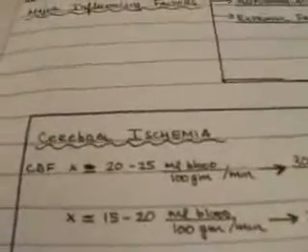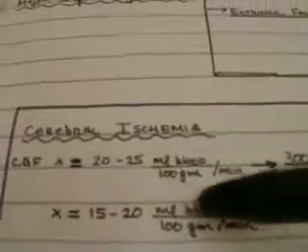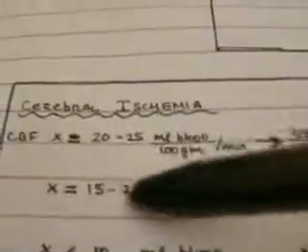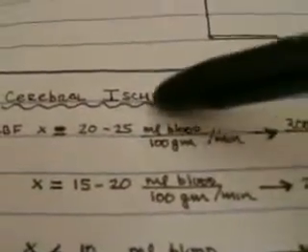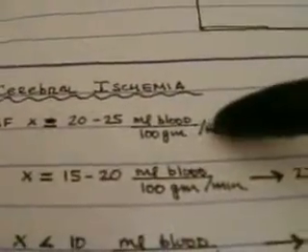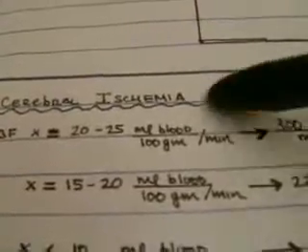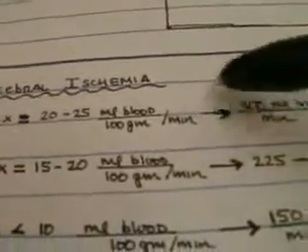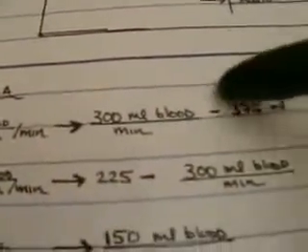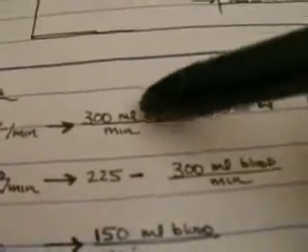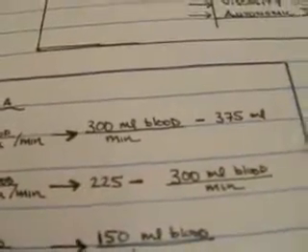To further clarify cerebral ischemia, we can say that cerebral ischemia generally takes place when the cerebral blood flow falls to approximately 20 to 25 mLs of blood for every 100 grams of brain tissue per minute. And if the average brain tissue is approximately 1,500 grams, we can calculate that generally cerebral ischemia takes place when the cerebral blood flow is approximately 300 to 375 mLs of blood per minute.